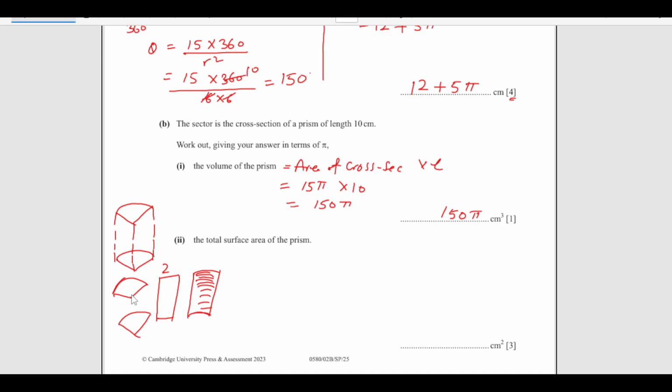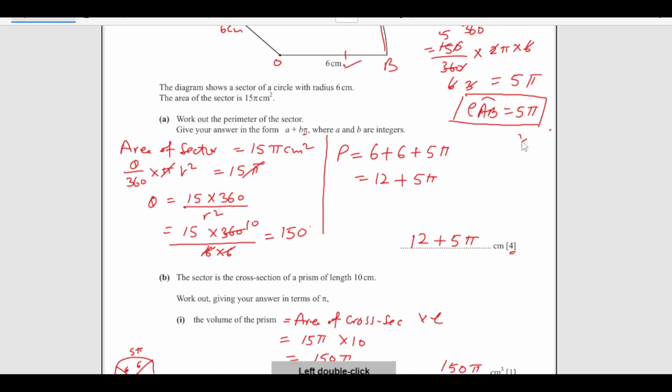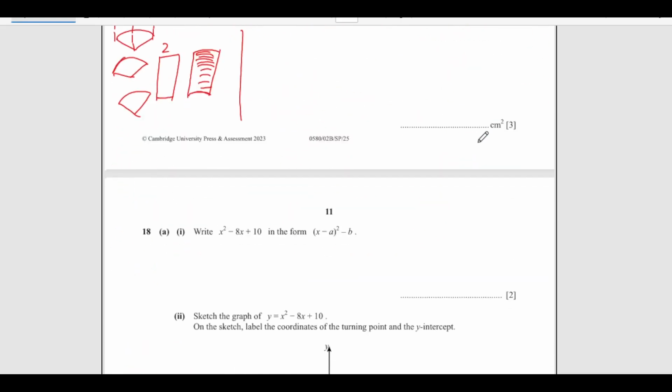So this one is easy, the rectangular part. So I am going to write it down here. This length is 6, this is 6, and the length of this part we already got, which was 5 pi. You see here we have done this length of arc, the length of AB, right here it is 5 pi. Okay, so now let me take this one.